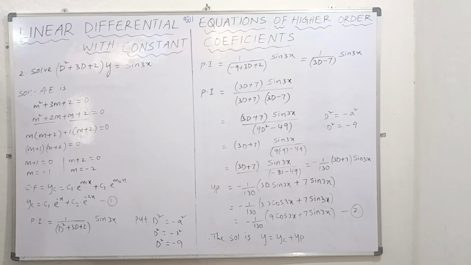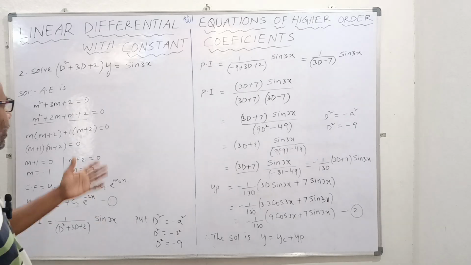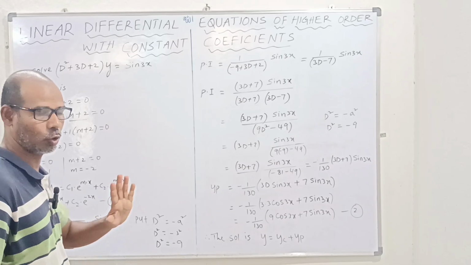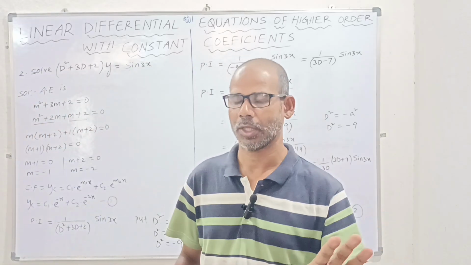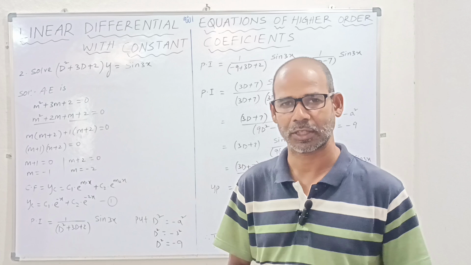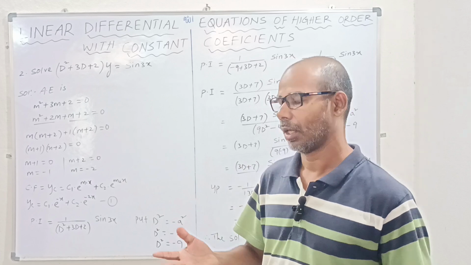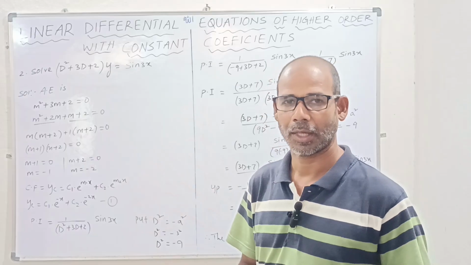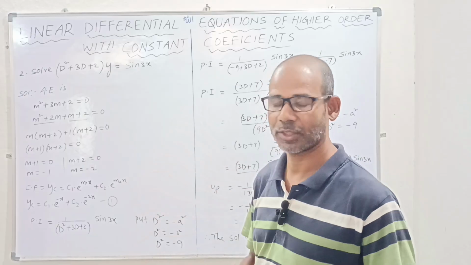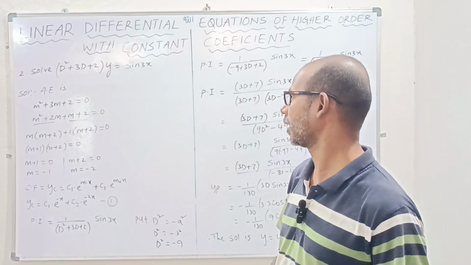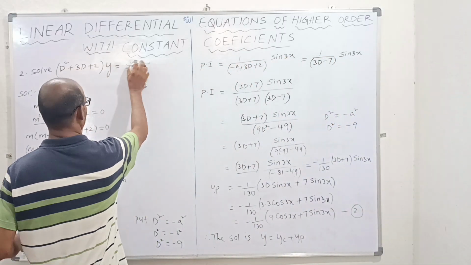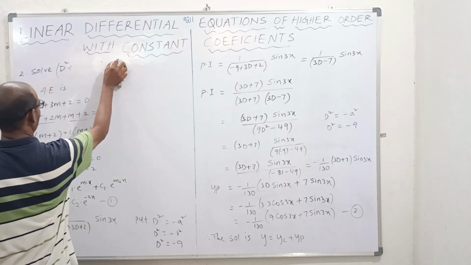So next we will be doing another problem, where the right hand side function is the algebraic function. We have done two types of problems so far. In the first, the right hand side function was the exponential function, that is e power ax. In the second, the right hand side function was a trigonometric function, sine 3x. In the last problem we will be doing it on an algebraic function. The right hand side is an algebraic function.